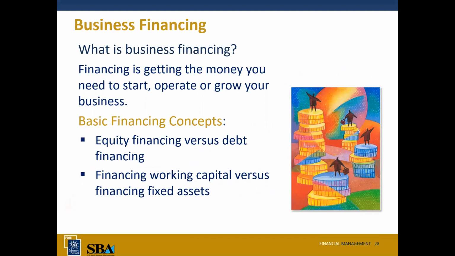All right, moving on past the 3 types of financial statements. Now we're on to business financing. What is business financing? It's getting the money you need to start, operate, or grow your business. There are 2 basic types of financing: debt versus equity. Debt is where we're borrowing money and we promise to pay it back. And it could be a loan, it could be a line of credit, it could be credit cards. Equity is where yourself or someone else is injecting money in, not expecting to be paid back as a debt repayment, but hoping to share in the future profitability of the business.